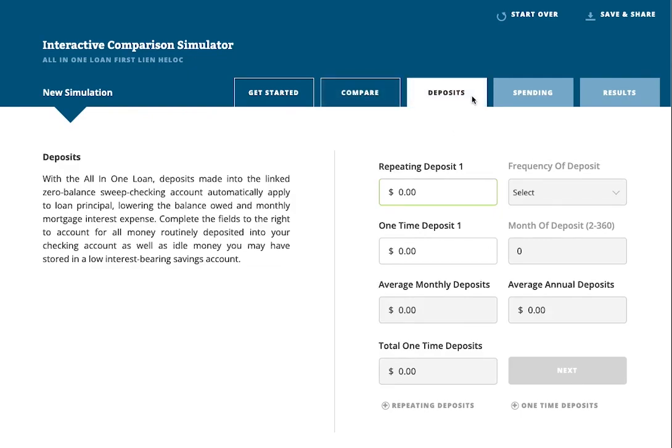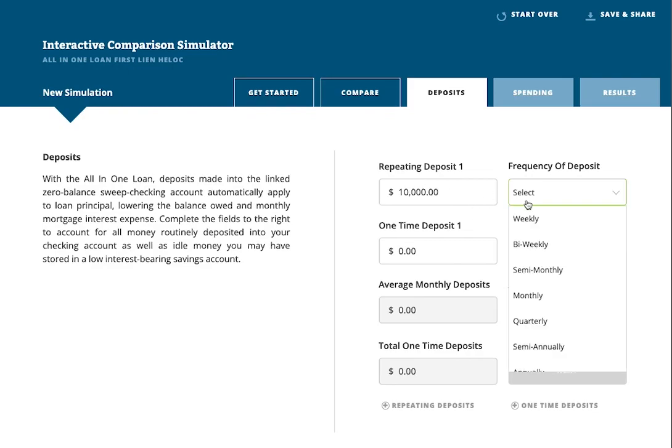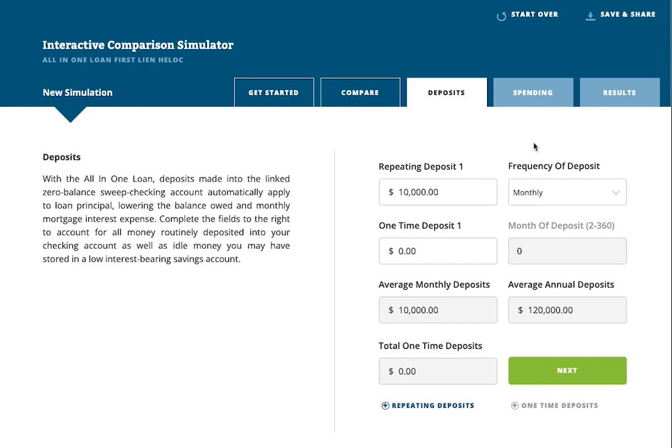Now we're going to deposits. The key for this is to put actual numbers in what hits your checking account. So if you make $120,000 but you take out 20 to put in retirement, then don't put 10,000 in here. What number hits your checking account and how often does it do that? Let's say I make 10,000 a month, so 120,000 is hitting my checking account.